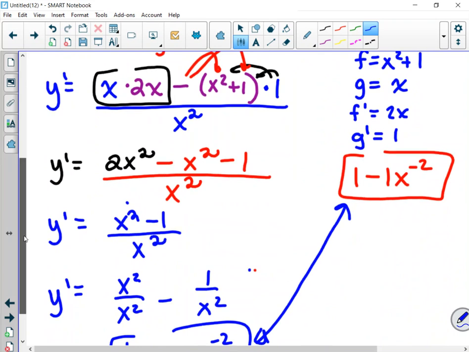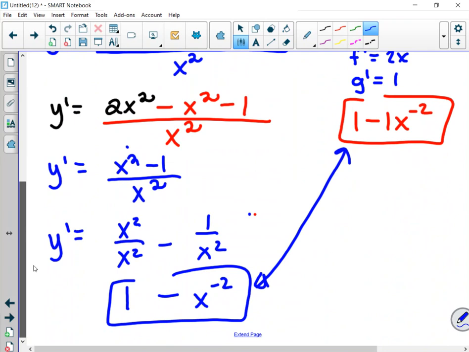1 minus 1 over x squared would absolutely count. And x squared minus 1 over x squared would count. And 1 minus 1x to the negative 2 would count. They would all count. That's good when you come up with your own answer, because you've got a lot of freedom in writing your final answer and still being correct. It's a little harder when it's multiple choice, because you've got to figure out, if you get here and this is the choice, you've got to be able to get from here to here algebraically.